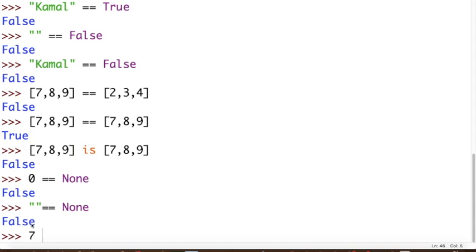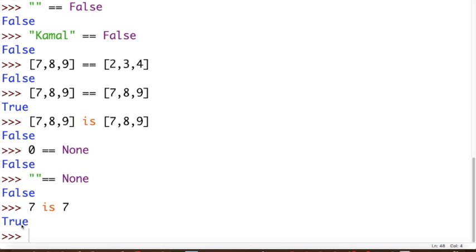So let us go to 7 is 7. The next question is 7 is 7. Let us find out what is the result. In this case it is true. Here in case of lists it was giving false, but in case of immutable data values like 7 it is giving true. Why is it true? Can you imagine why this particular comparison is giving a true value? It is because 7 is created once in memory, and the right hand side 7 is never created. It is using the same 7 which is created in memory, because they are immutable data values.